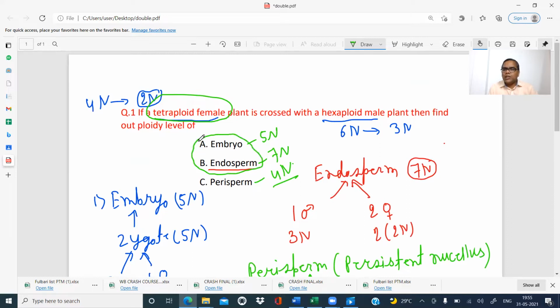In previous year AIPMT or NEET questions, you can find these two parts, embryo and endosperm. But perisperm is not asked. So I have added one question here. In future, it may be asked. So we should know about the perisperm also along with embryo and endosperm.